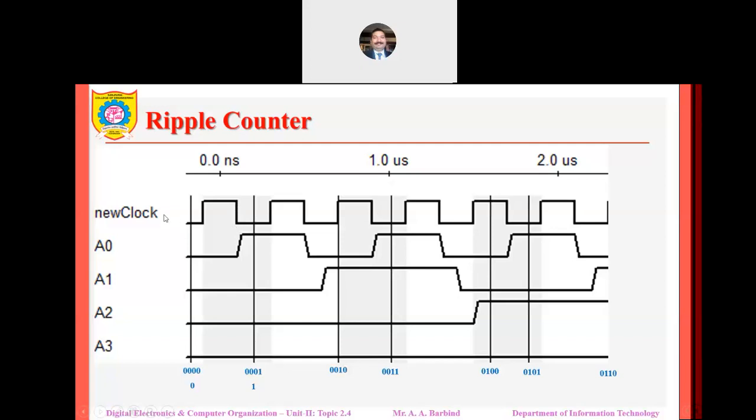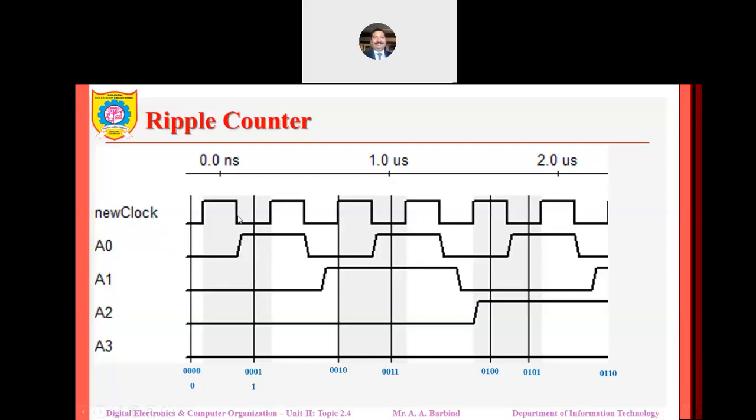As this clock input is given to the first flip-flop, the first flip-flop toggles. That is, A0, the output of the first flip-flop, changes from 0 to 1. But A1, A2 and A3, the outputs of the subsequent flip-flops, are not affected because this clock is given only to the first flip-flop. This A0, which is 1, will remain 1 because the flip-flop has changed state. Unless the next negative edge comes, the flip-flop will remain in that state, that is 1.